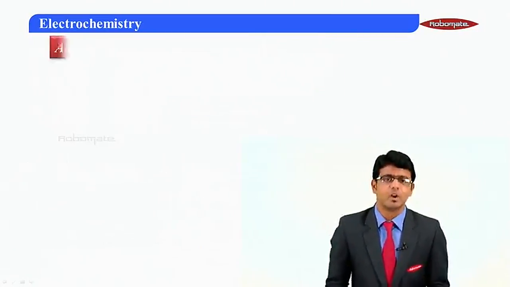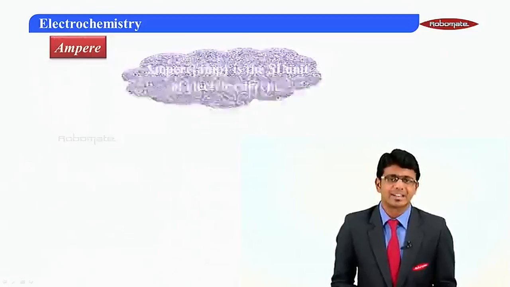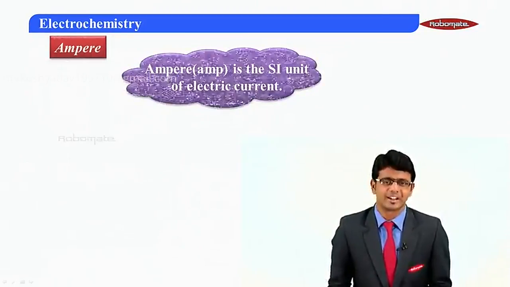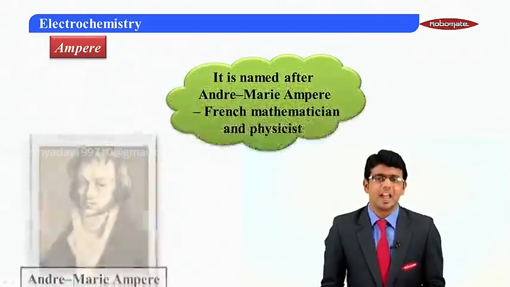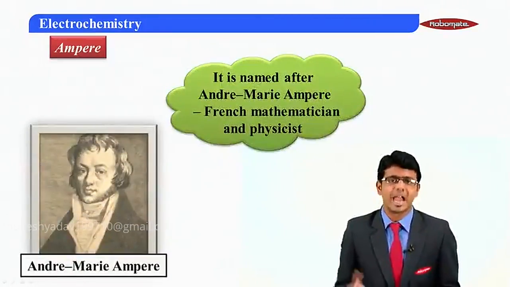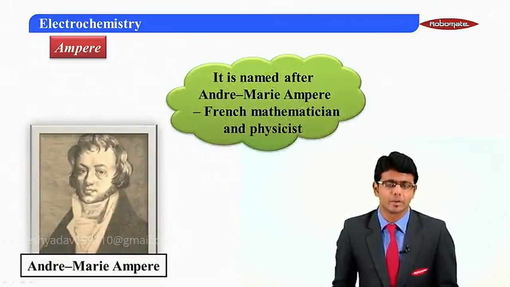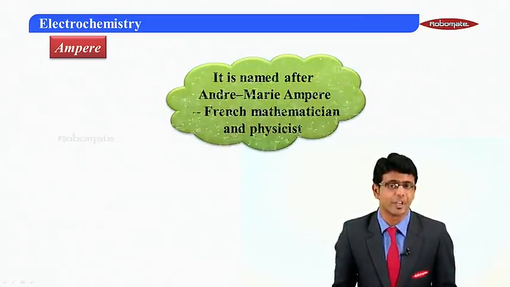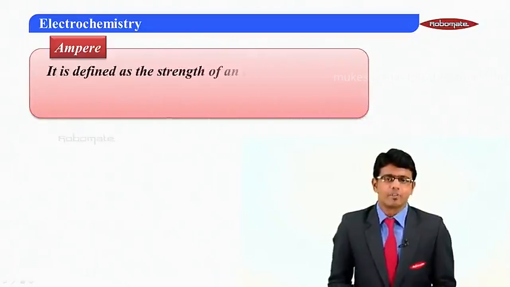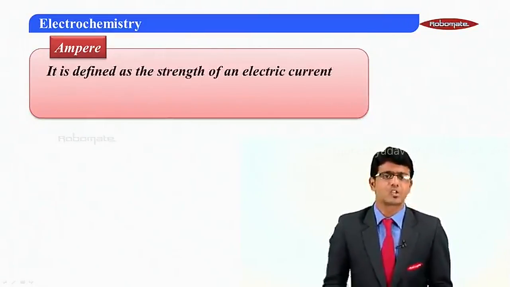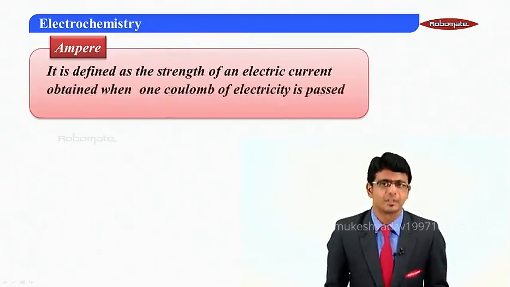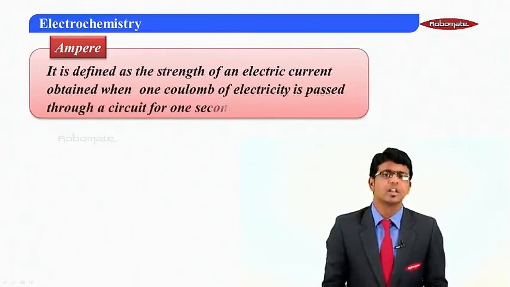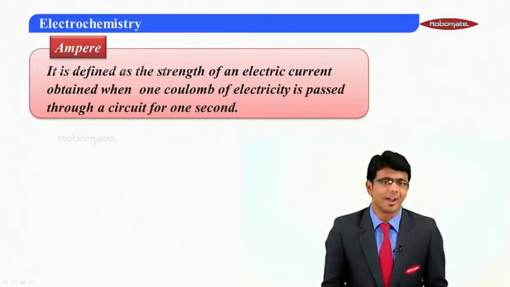Going ahead, the ampere. Ampere is the SI unit of electric current. It is named after André Marie Ampere, a French mathematician and physicist. We define the ampere as the strength of an electric current which is obtained when 1 coulomb of electricity is passed through a circuit for 1 second.